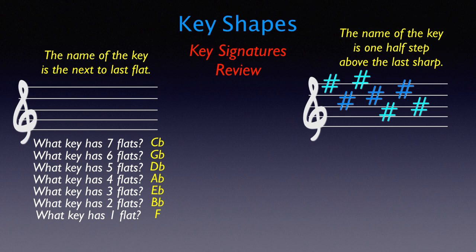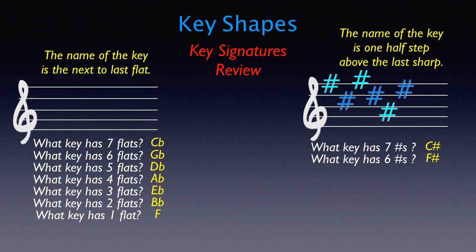The name of the sharp key is always a half step above the last sharp. A half step above B sharp, well, it's not C, it's C sharp, right? And with 6 sharps, E sharp, a half step up is F, so this has to be F sharp for that key. What key has 5 sharps?